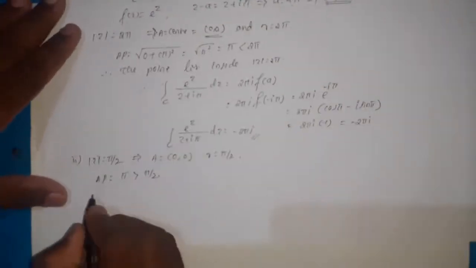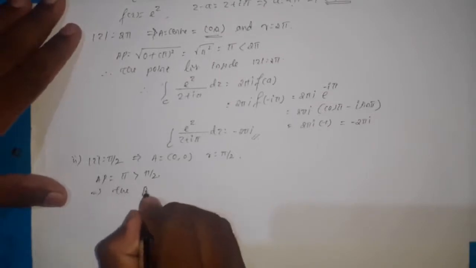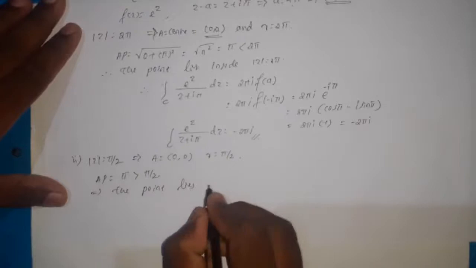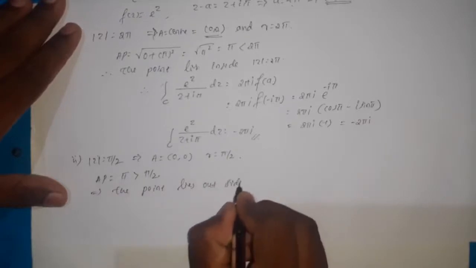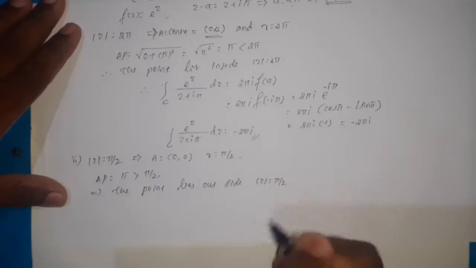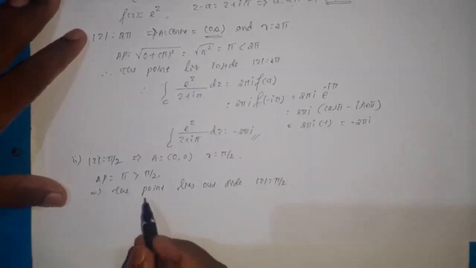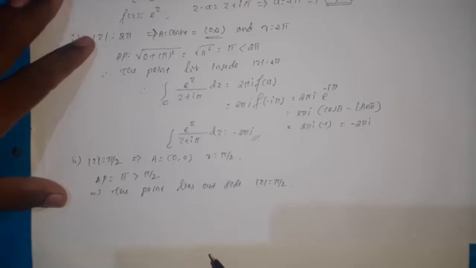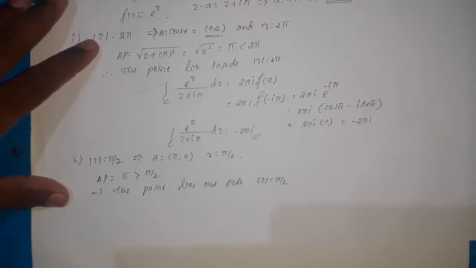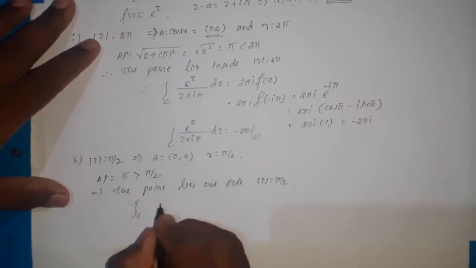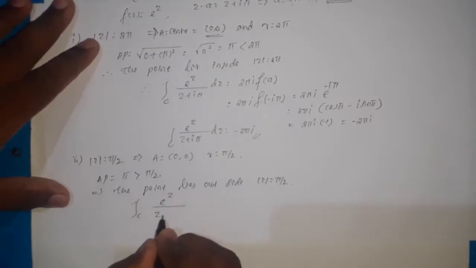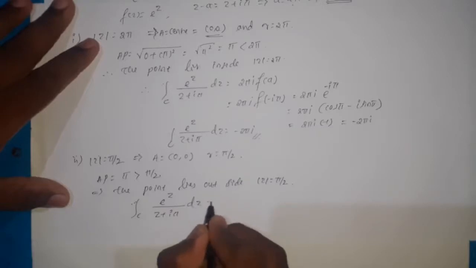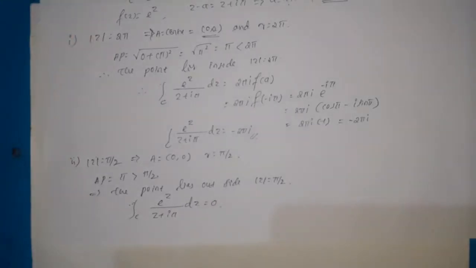So therefore it implies that the point lies outside mod z equal to pi by 2. So whenever the point lies outside the circle, in that case the value of the integral is equal to 0. So therefore integration over c e power z divided by z plus I pi dz is equal to 0. Here no need to evaluate the integral. So if you evaluate also, we will get the same answer, that is 0.